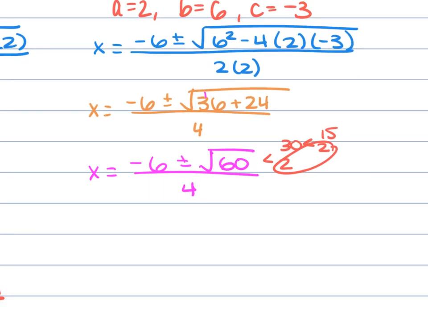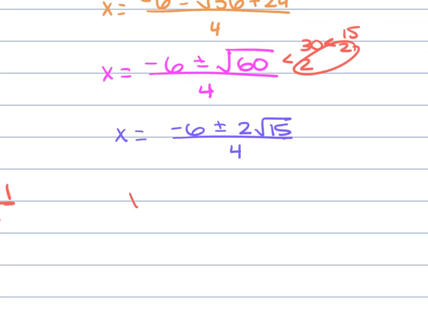So x is equal to negative 6 plus or minus 2 square root 15 all over 4. We can divide this all by 2 and get x is equal to negative 3 plus or minus the square root of 15 all over 2.